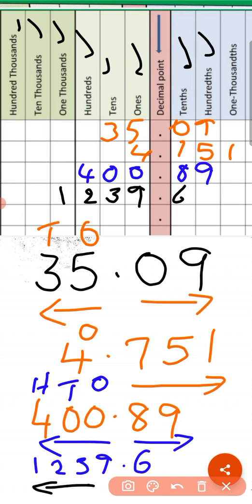hundredths. Then third is thousandths. Both are same.